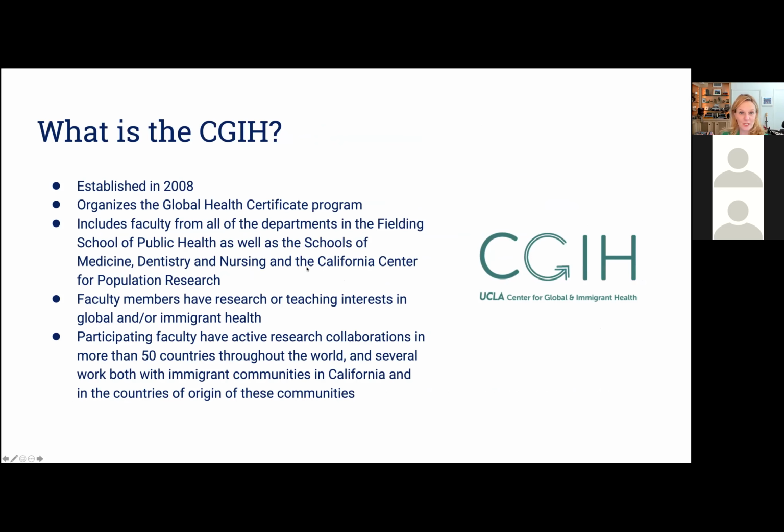The Center for Global and Immigrant Health that sponsors this certificate was established in 2008, and we are charged with organizing the Global Health Certificate. And the CGIH includes faculty from many departments here at the Fielding School of Public Health, as well as from schools of medicine and dentistry and nursing. Faculty are involved who are interested in global health and collaborating on global health, teaching global health.